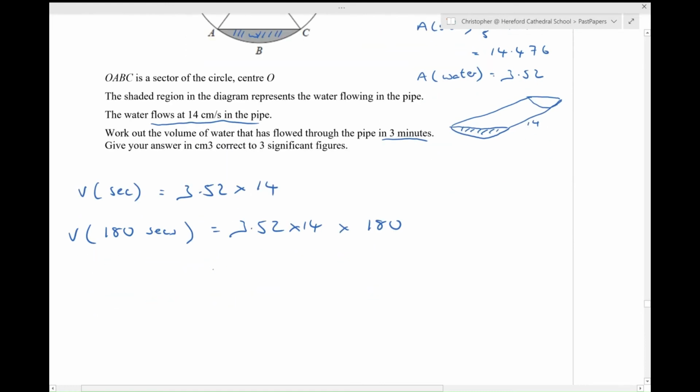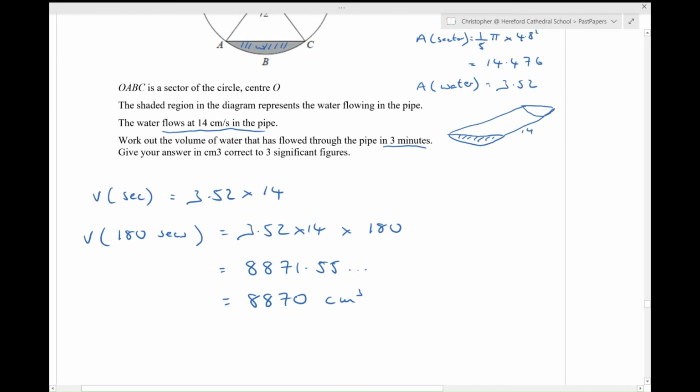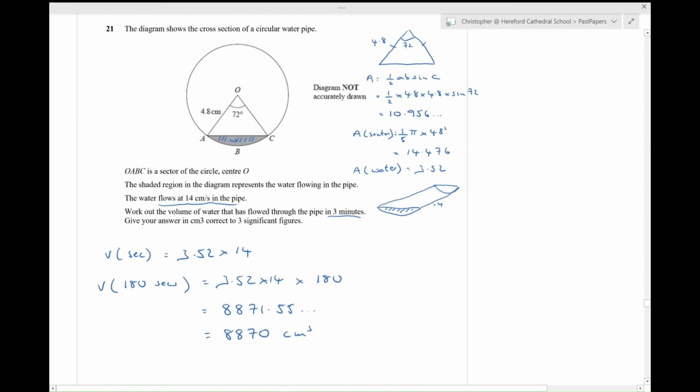So, on my calculator, that gives me 8,871.55 and so on cubic centimeters of water in a 3-minute time period. And to 3 significant figures, that's 8,870 cubic centimeters of water flowing through the pipe in the 3 minutes.